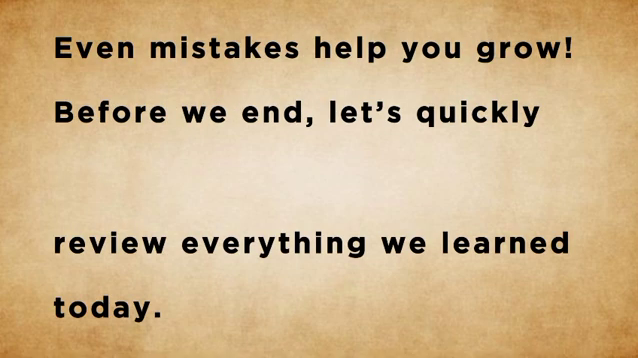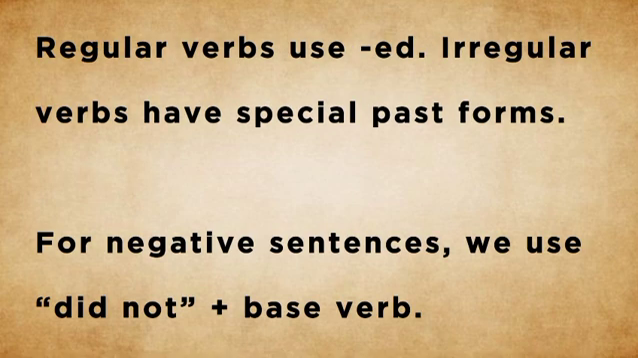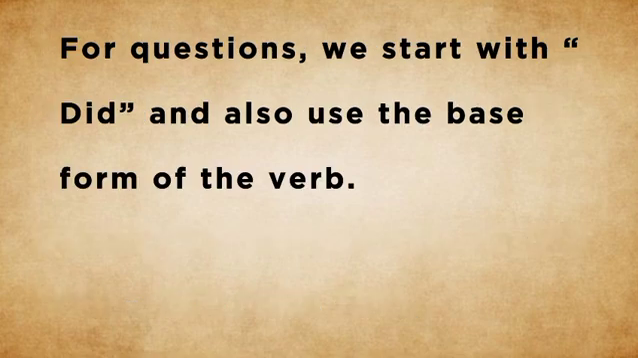Before we end, let's quickly review everything we learned today. The simple past tense is used to talk about actions that are finished. Regular verbs use -ed. Irregular verbs have special past forms. For negative sentences, we use did not plus base verb. For questions, we start with did and also use the base form of the verb.